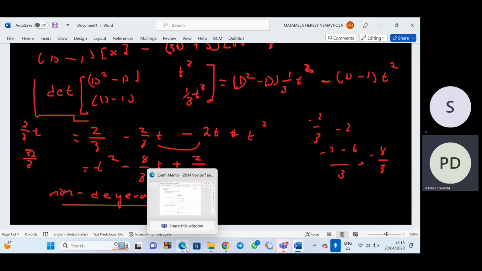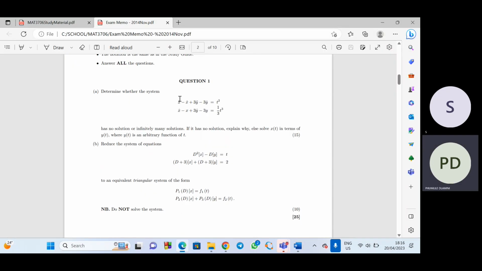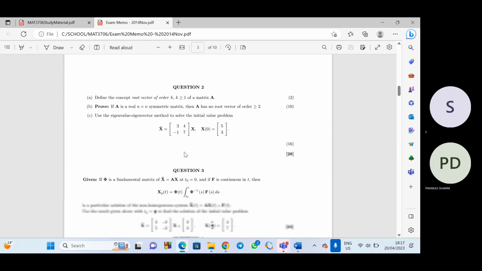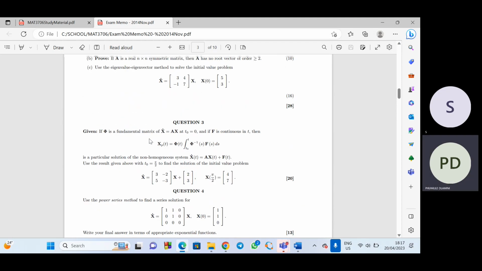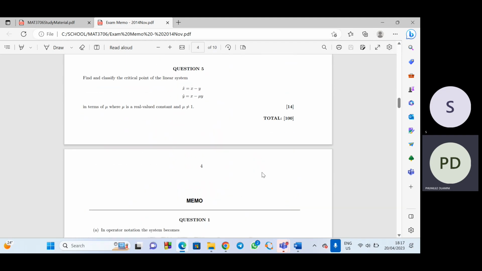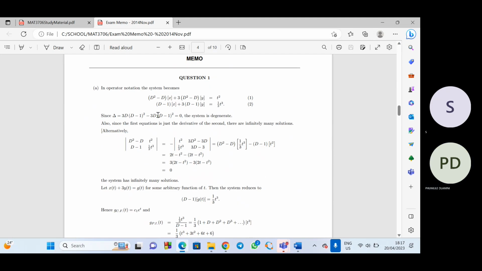So let me go to your memo. I want to show you something before we proceed. So this is the question. Okay, it's question number 1A. Let me read the question properly. They say it has no solution. Explain why, else show. Okay, so now we're going to go to your memo. In your memo here, we used, okay, maybe I'm not sure if the way I wrote it there, but we did exactly the same thing. Do you see that?